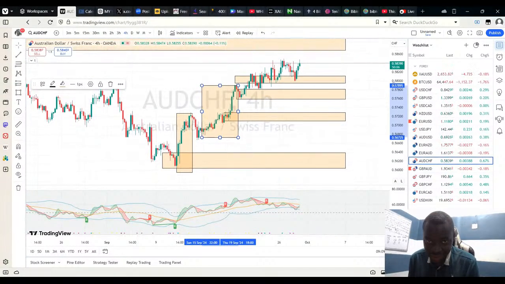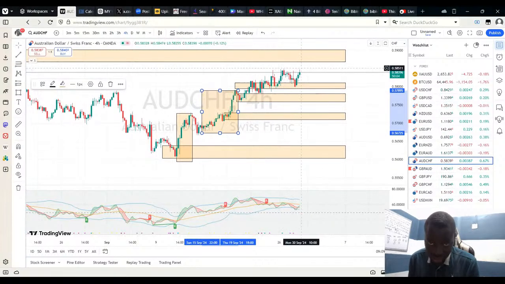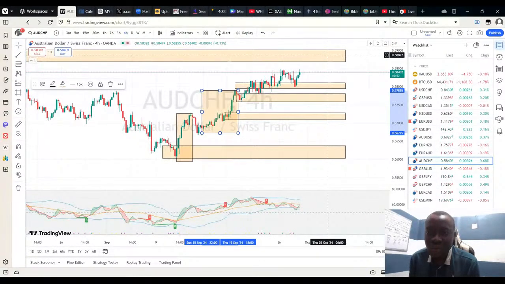So what I'm still expecting right now is either they should give us a sell here, or they will push the market to the price of 0.5900 or 0.5880. Maybe they will push the price there, then they will now give us a good nice sell setup. So that's what I'm expecting on AUD CHF.